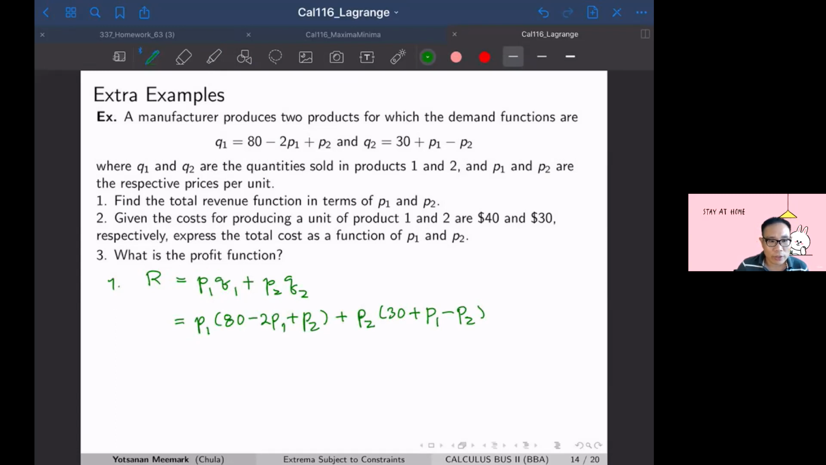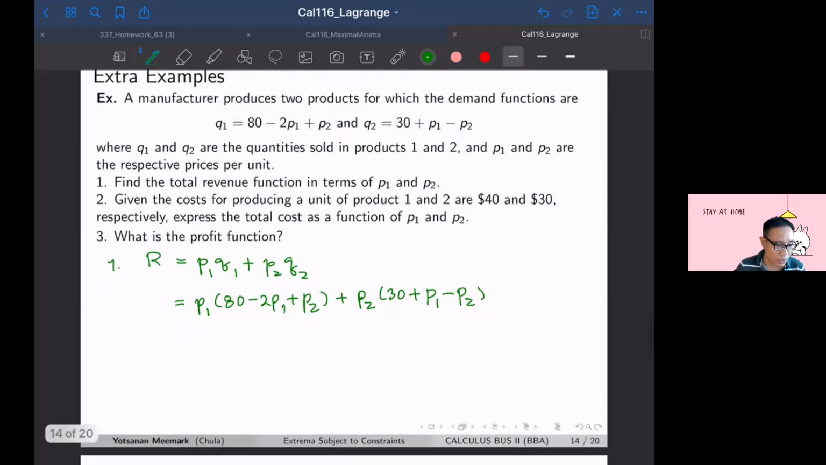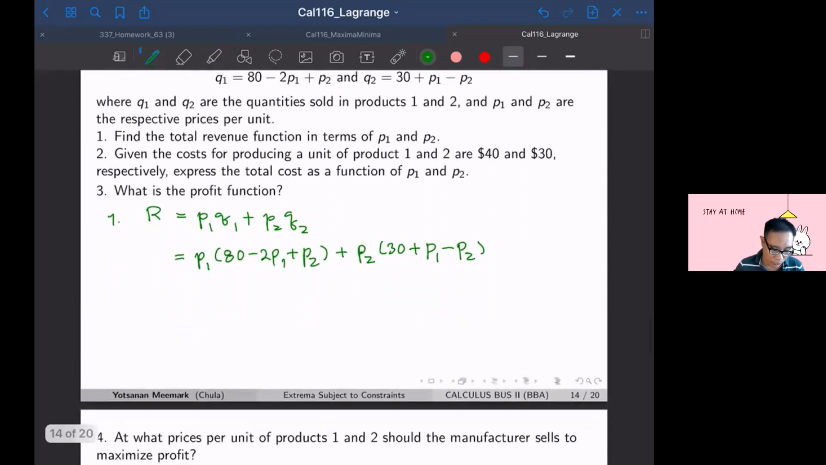And the question gives you that the costs for producing a unit of product 1 and product 2 are $40 and $30 respectively. We'd like to express the total cost function as a function in P1 and P2. Okay, so you know the cost for making the quantity. So Q is the quantity, right? So the cost will be 40 Q1 plus 30 Q2. So this will give you the cost of making product 1 and product 2 together.